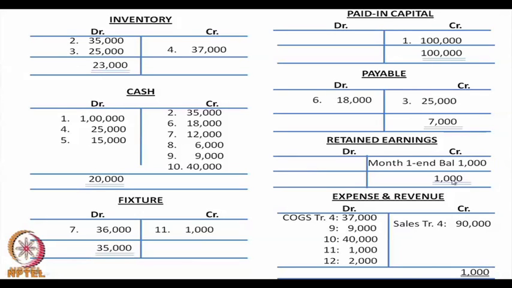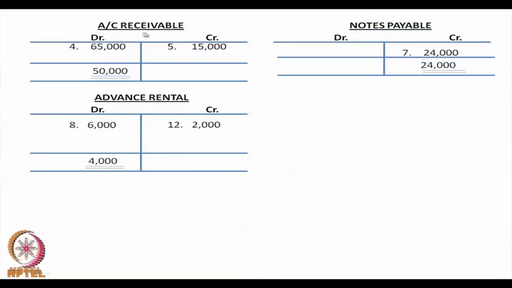So, retained earning 1000, the expense and revenue is 1000, accounts receivable is this minus this, we still have to get 50,000 rupees. We have paid an advance rental of 4,000 rupees, but we have yet to pay because we had given a promissory note, notes payable 24,000 rupees. So, these are the sum total of each account.